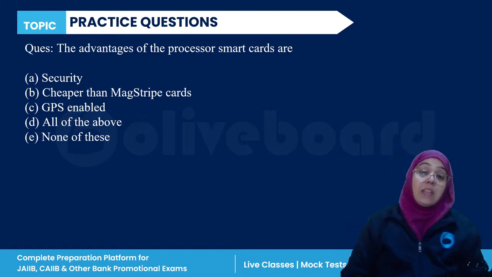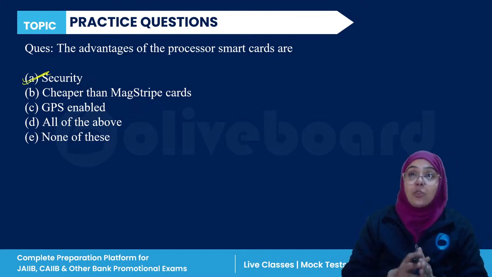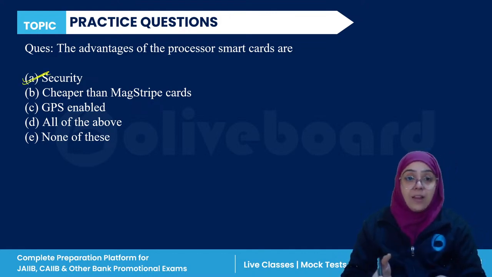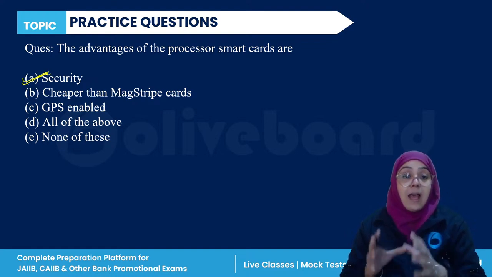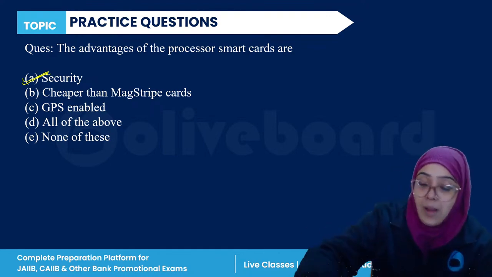So if we talk about the advantage of the processor smart card, it is actually the security. In every question, all of the above cannot be the answer, right? So the advantage of the processor smart card is the better security. They have better security in comparison to other cards, right?